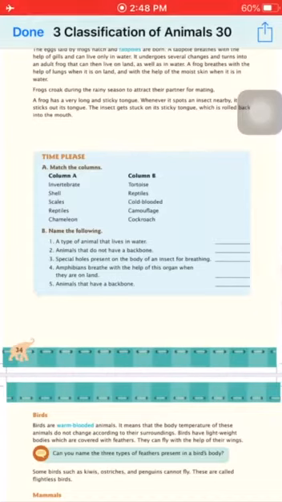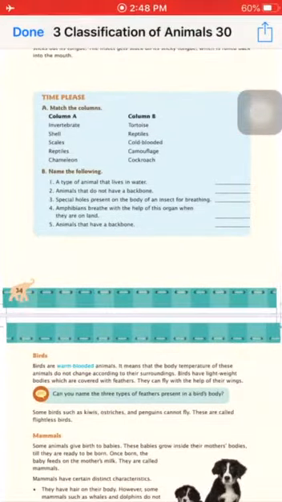Now we discuss the practice questions. A. Match the following. Invertebrates. Invertebrates are those which do not have a backbone. So here cockroach is an invertebrate because it does not have a backbone.